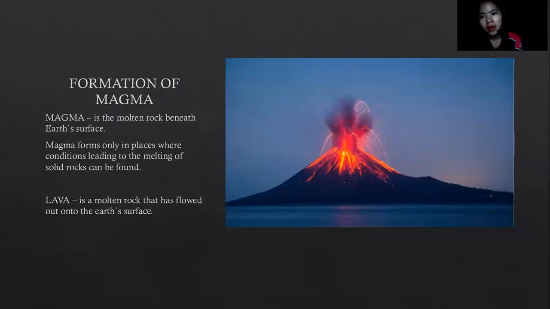Now, the formation of magma. That is why there are volcanoes, because of the magma. Magma is the molten rock beneath the Earth's surface, which means inside the Earth. Everything inside a volcano is what we call magma. But if a molten rock flows out onto the Earth's surface, it is called lava.